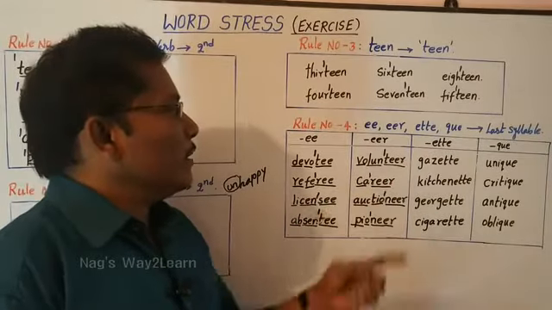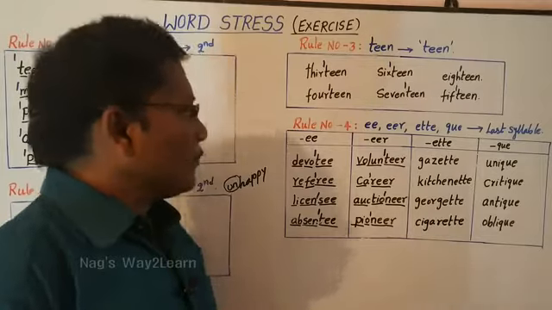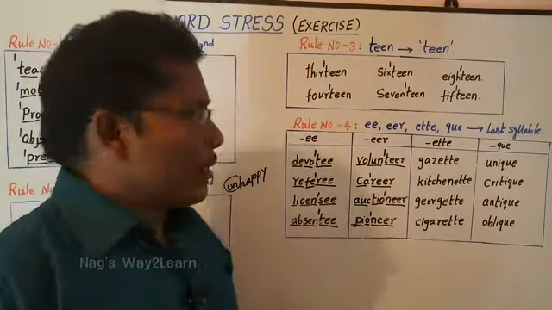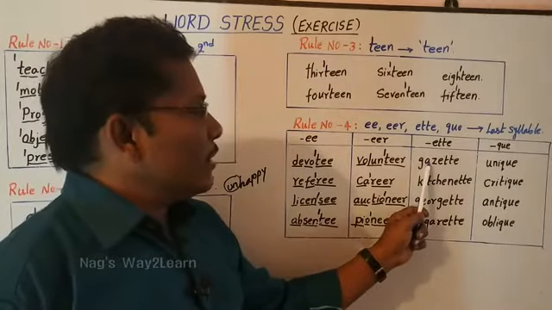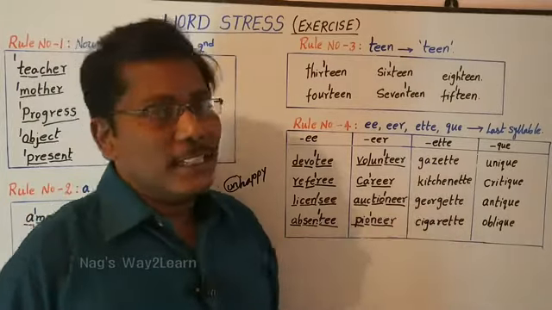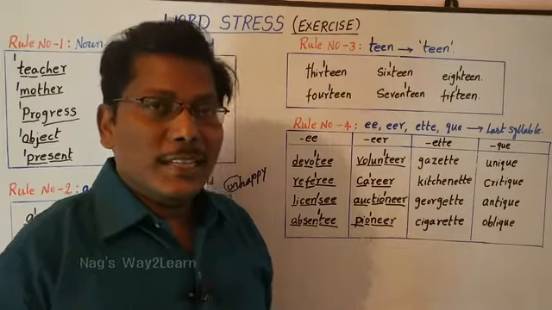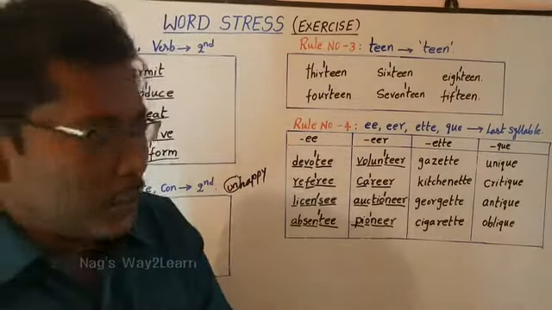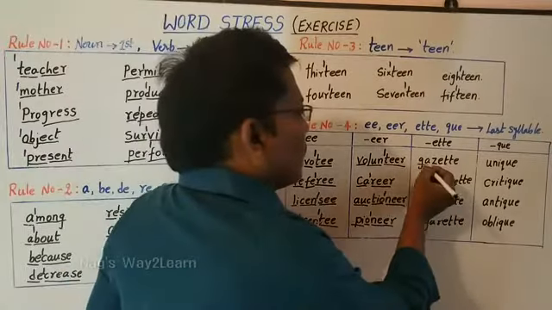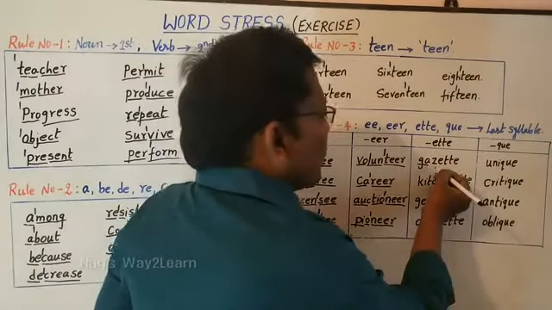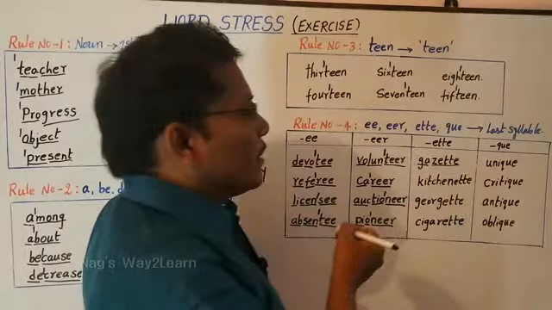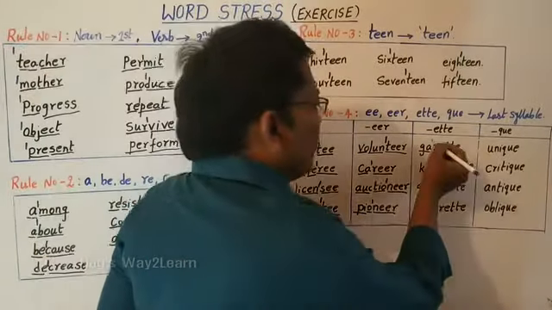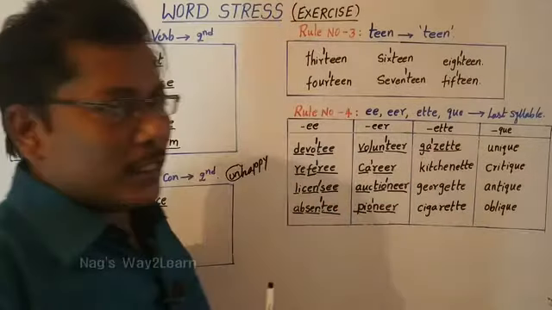Okay, next, if the given word is ending with ette, then the stress should be on the last syllable. For example, you see this word gazette. What are the syllables here? Zette. So you put the stress mark on zette, gazette.